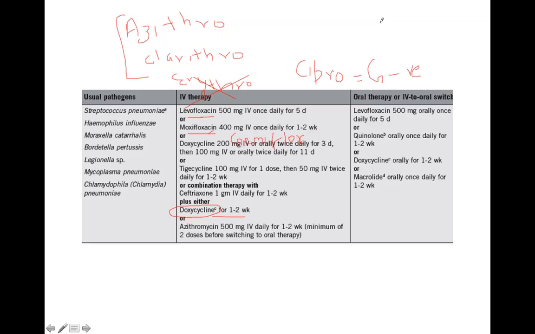And we have other anti-pseudomonas antibiotics like piperacillin-tazobactam, imipenem, meropenem, cefepime, ceftazidime. These all cover pseudomonas. These are very important. Anti-pseudomonas antibiotics are very important. These are broad spectrum.